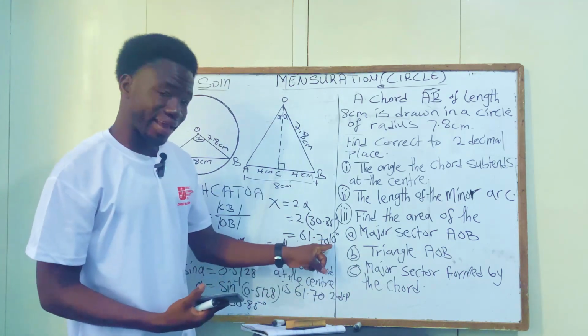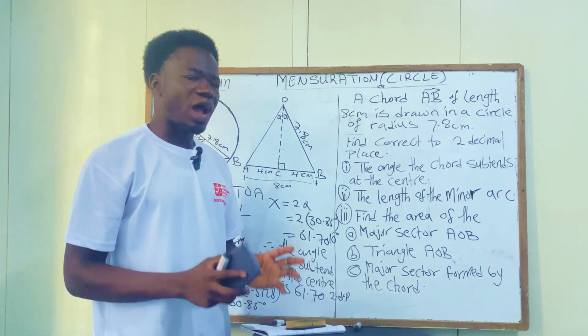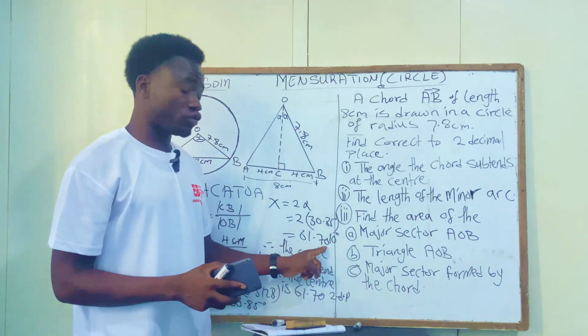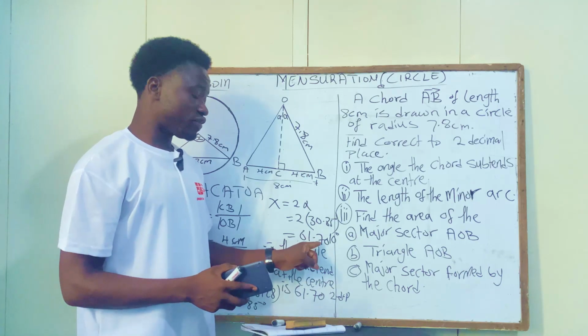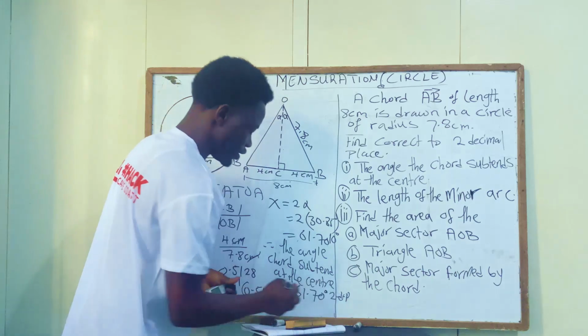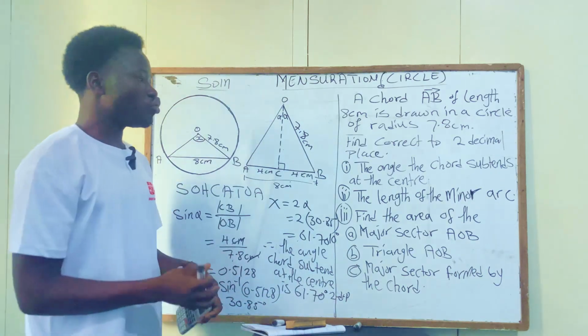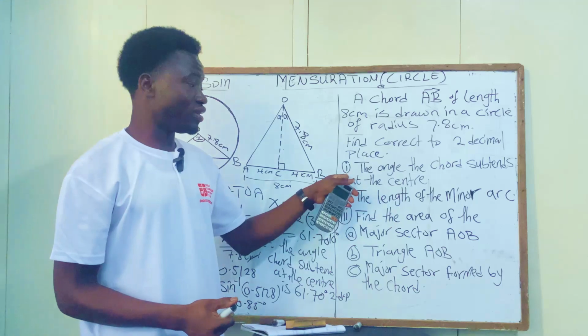So the value after the 0 is not up to 5, so we can't round it up to make 1. So we just write 61.70 degrees to 2 decimal places. So that is how you deal with the first part of the question, the I.